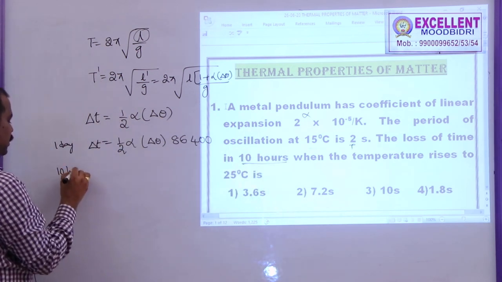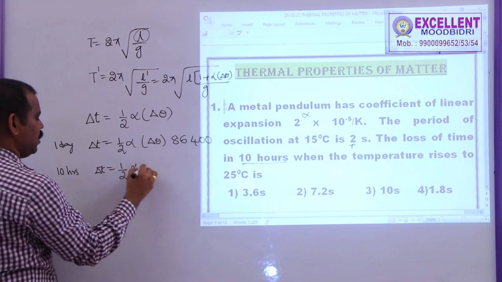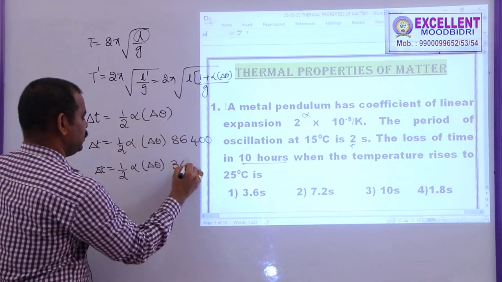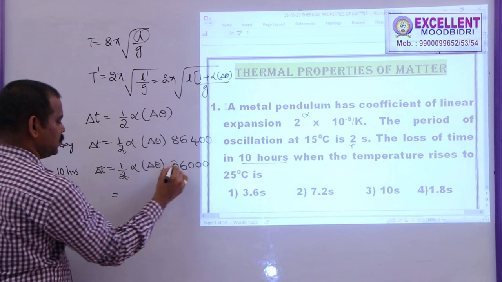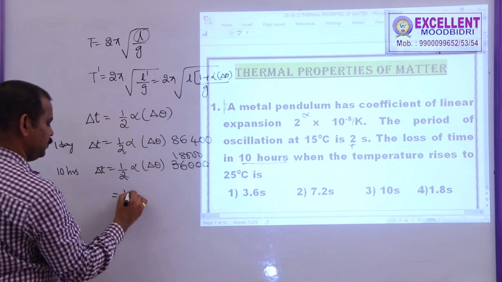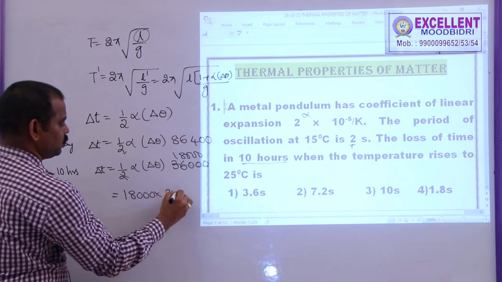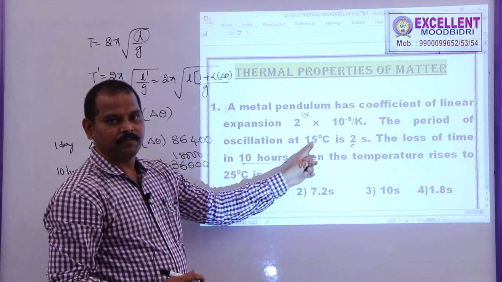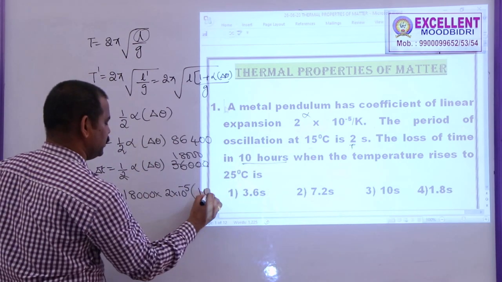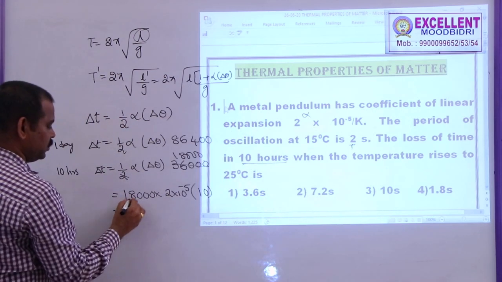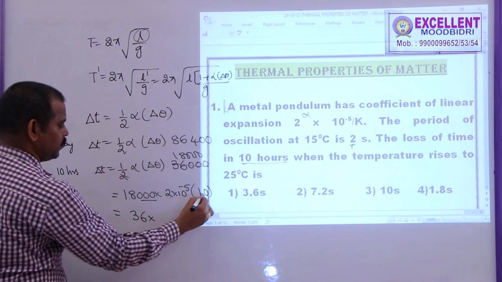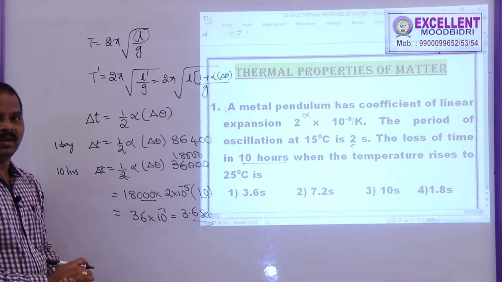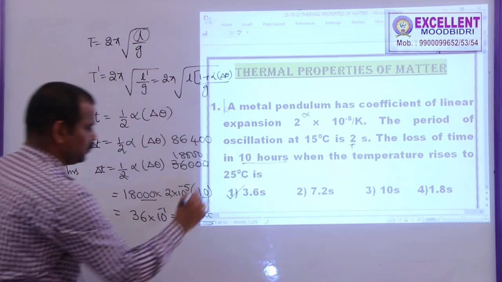So for 10 hours, this will become half alpha delta theta into each hour 3,600 seconds, 10 hours, 36,000 seconds. So this you can cancel it as 18,000. So this will be 18,000 into alpha, 2 into 10 power minus 5. Change in temperature here: initially it was at 15 degrees and finally 25. So the temperature difference is 10 degrees, that is 25 minus 15. So 18 2s are 36 into 10 power 4 minus 1, 10 power minus 1, 3.6 seconds. That means within 10 hours it loses 3.6 seconds. Option 1 is correct.